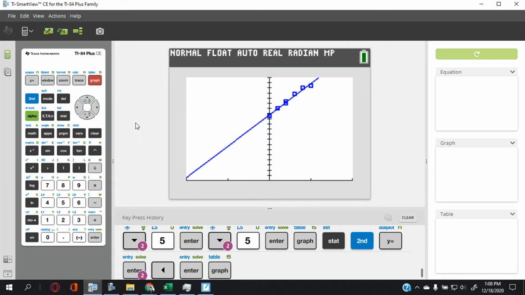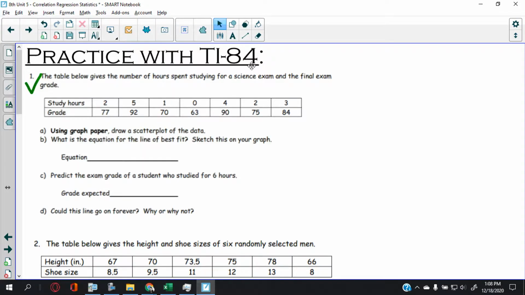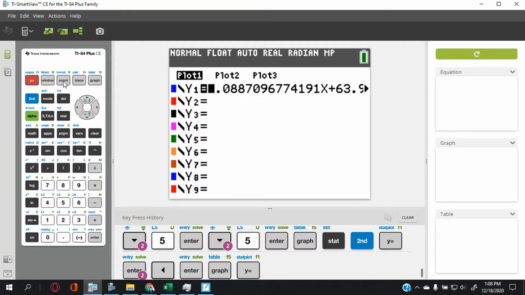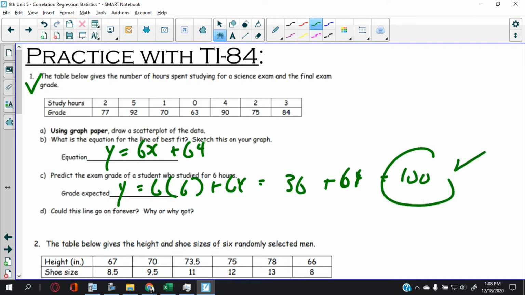Now, what's the equation? Let's go back to the equation because I do want to. All right, so 6x plus 64. Let's write that here. y equals 6x plus 64. And so if you study for 6 hours, what grade can you expect? Actually, you can just plug it in. You don't even need to look at the graph. So 36 plus 60. Is it 100? Is that right? Yeah, that's 100. Nice. Could this line go on forever? No, because you can't get more than 100.